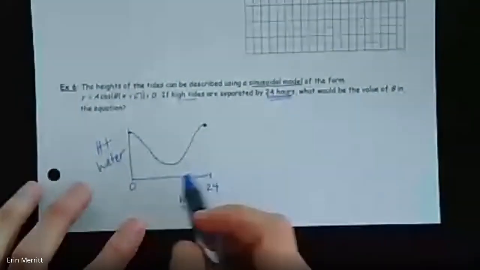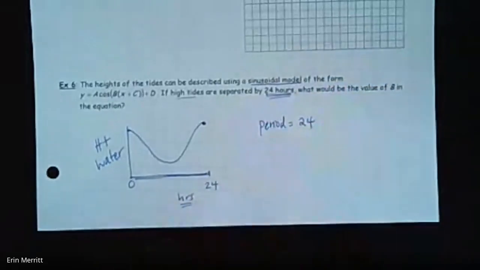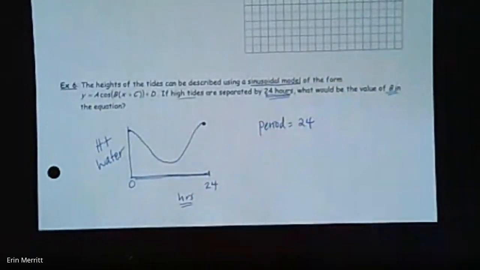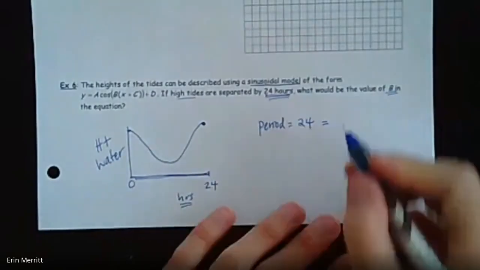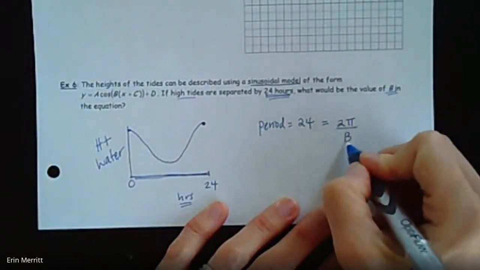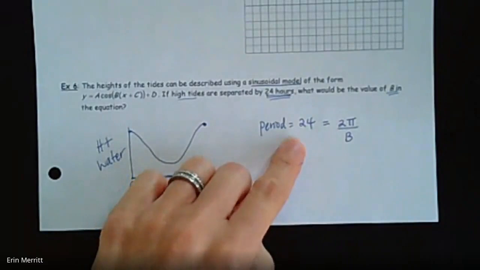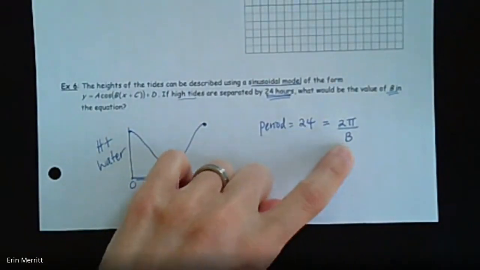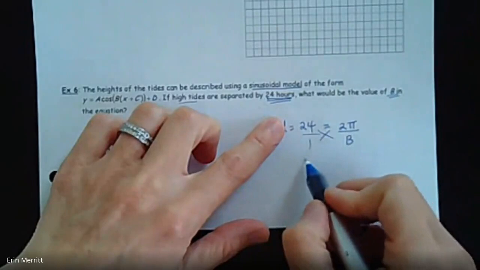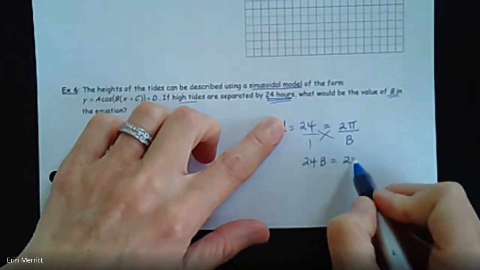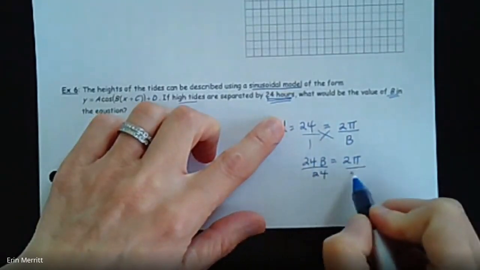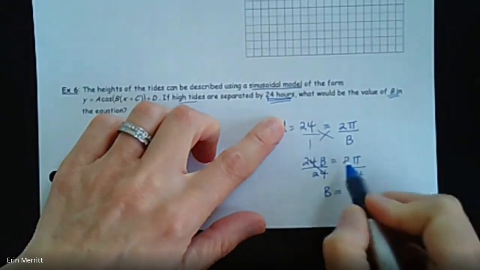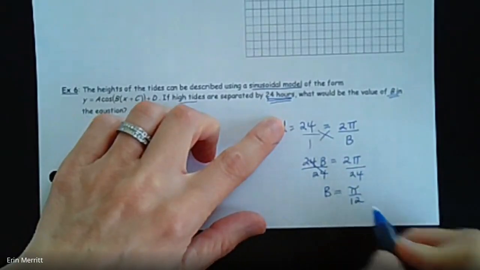You got to think, what is that 24 representing? Well, that is the length of one cycle, which is better known as the period. So the period would be 24. So when it asks what's the B or what would be the frequency, set this equal to 2 pi over B. So now instead of calculating the period, we're using the period to calculate the B value. You can simply throw that over 1 and do a little cross multiply. So 24B would equal 2 pi, divide both sides by 24, and then just simplify. We would get pi over 12.